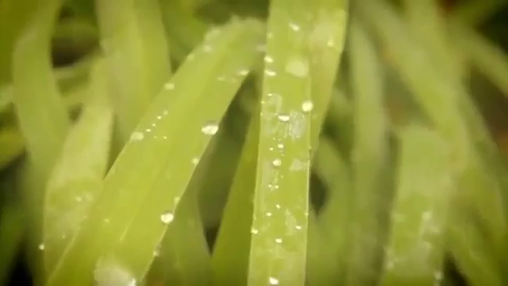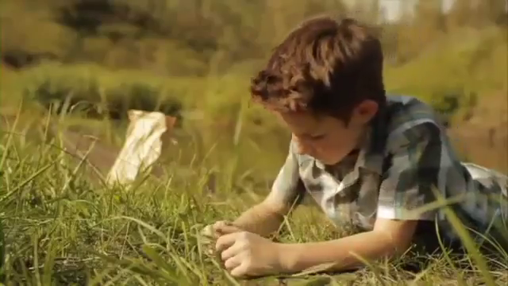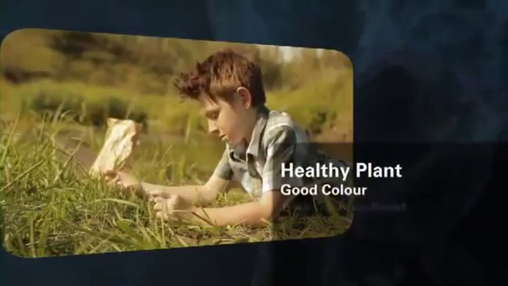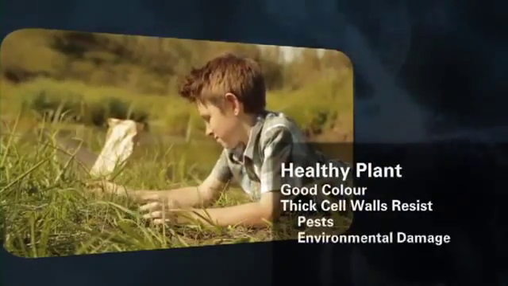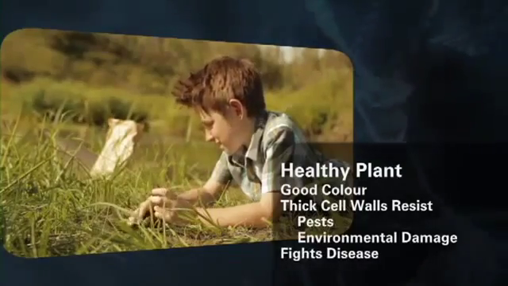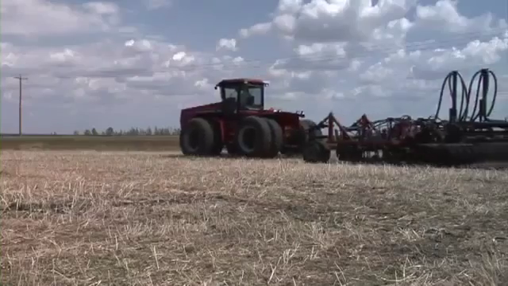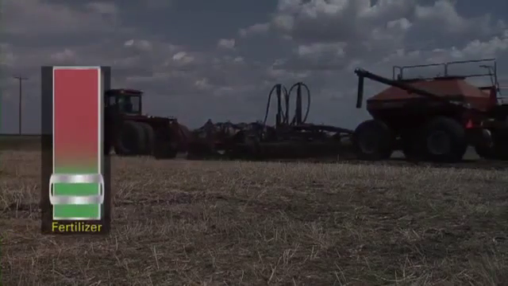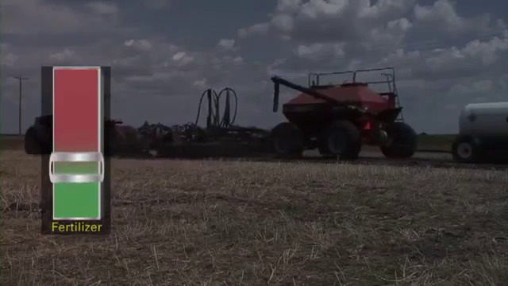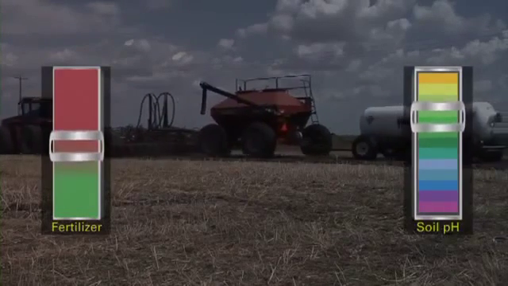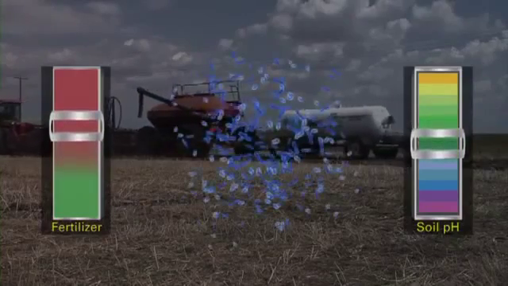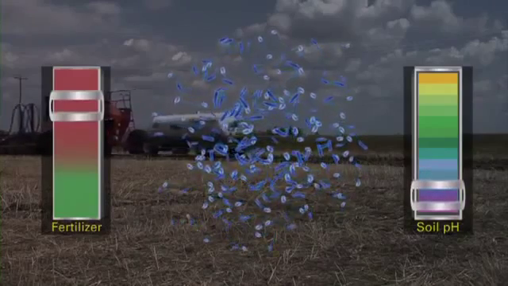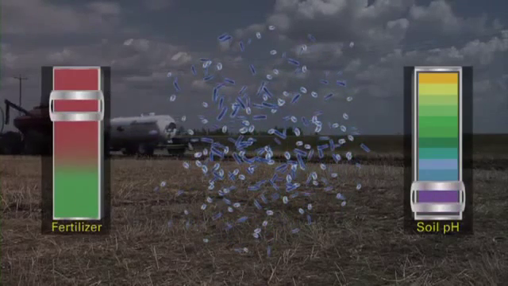The simple truth is that plants are made of elements. A healthy plant has good color, thick cell walls that resist pest and environmental damage, and seldom becomes diseased. In an effort to grow more from the same land, farmers apply fertilizer. But the concentration and frequent over-application of these nutrients begin to shift the soil pH. When the pH shifts too much, the microbes start to go inert, and the farmer needs to apply more fertilizer the following season in an attempt to get the same growth.